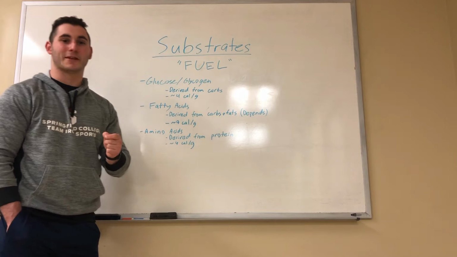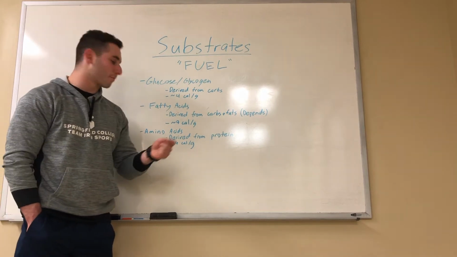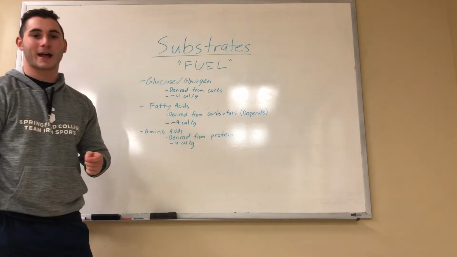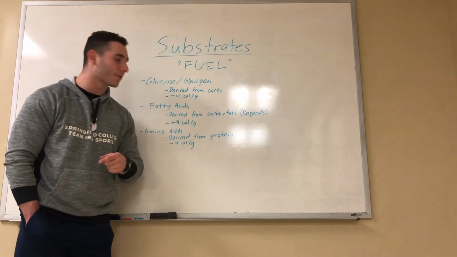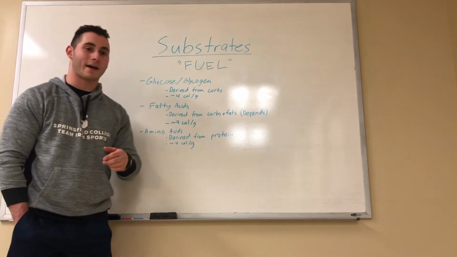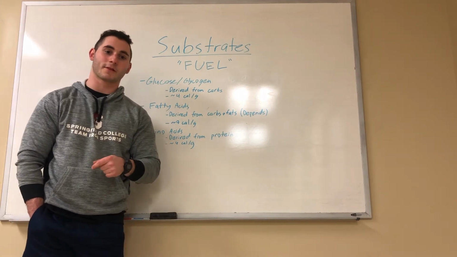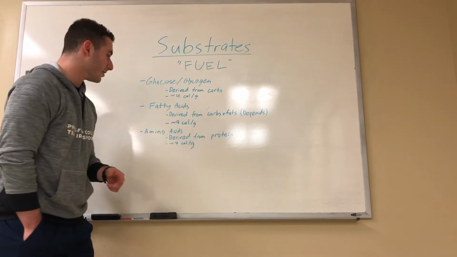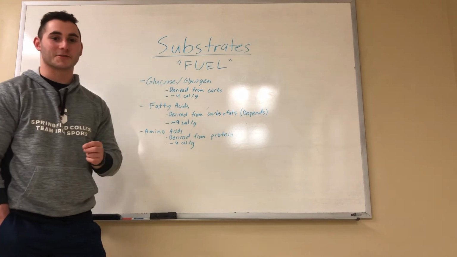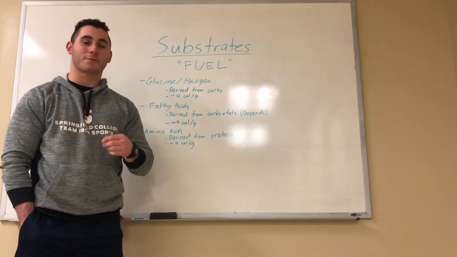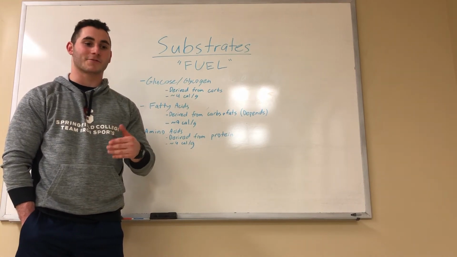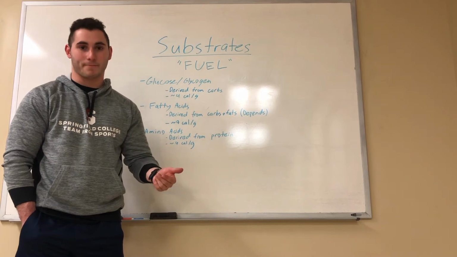Last on the list, you have amino acids, which are derived from protein, and that's also about 4 calories per gram, similar to carbohydrates. The issue with amino acids is that they make up a lot of your structures, such as muscles, tendons, ligaments, and most of your connective tissue. So you don't want to use this as energy because it's almost breaking down the structures that you're trying to build up most of the time.